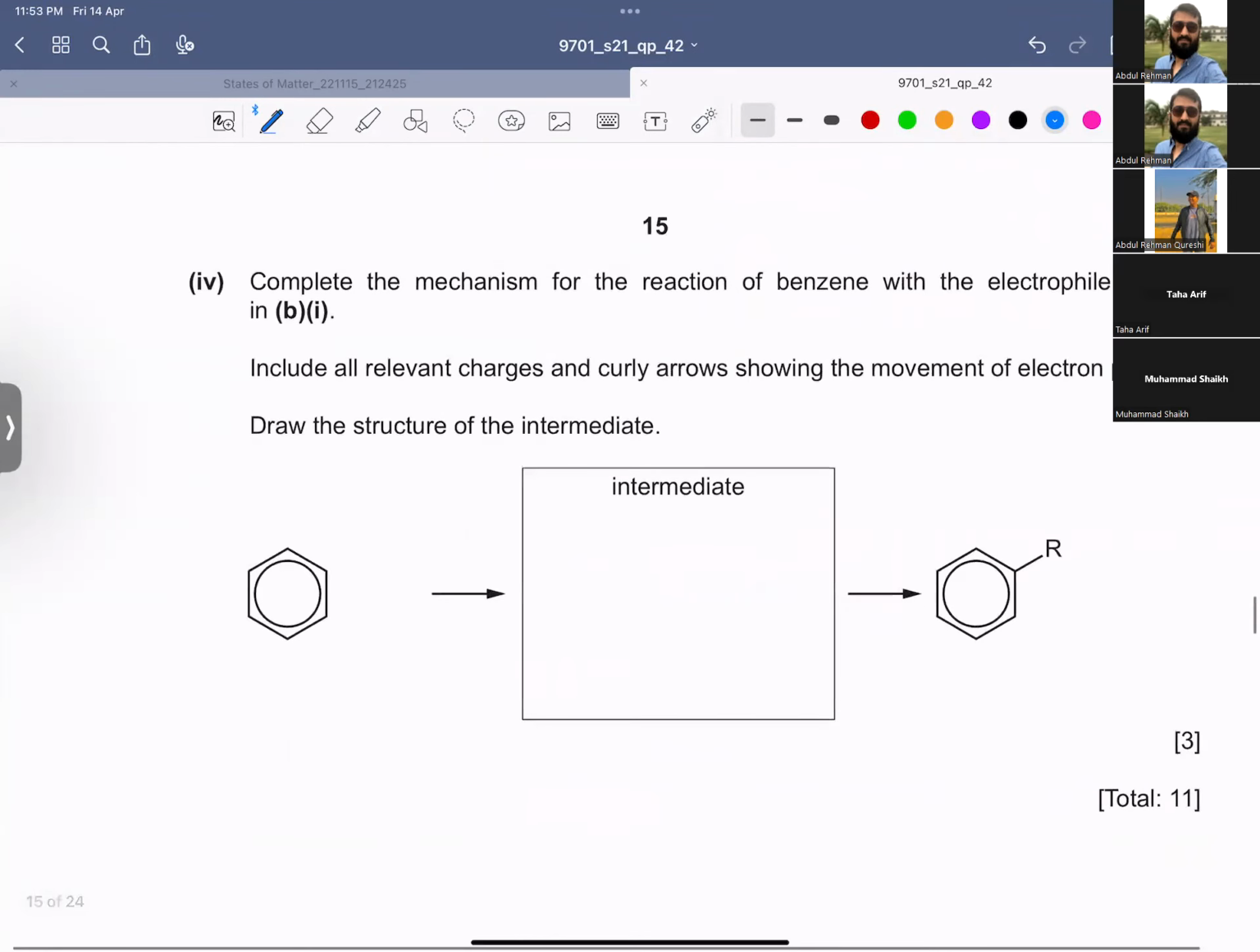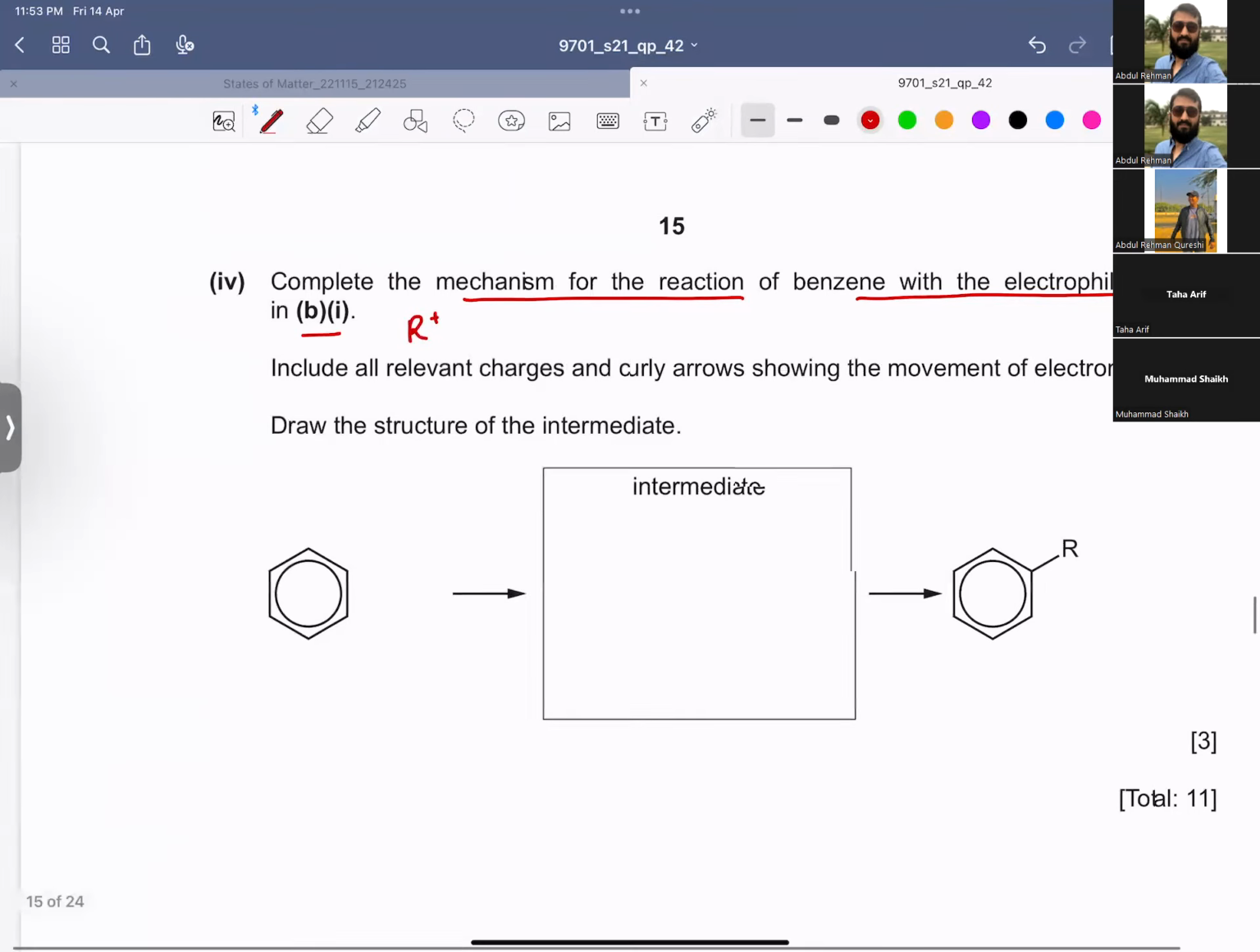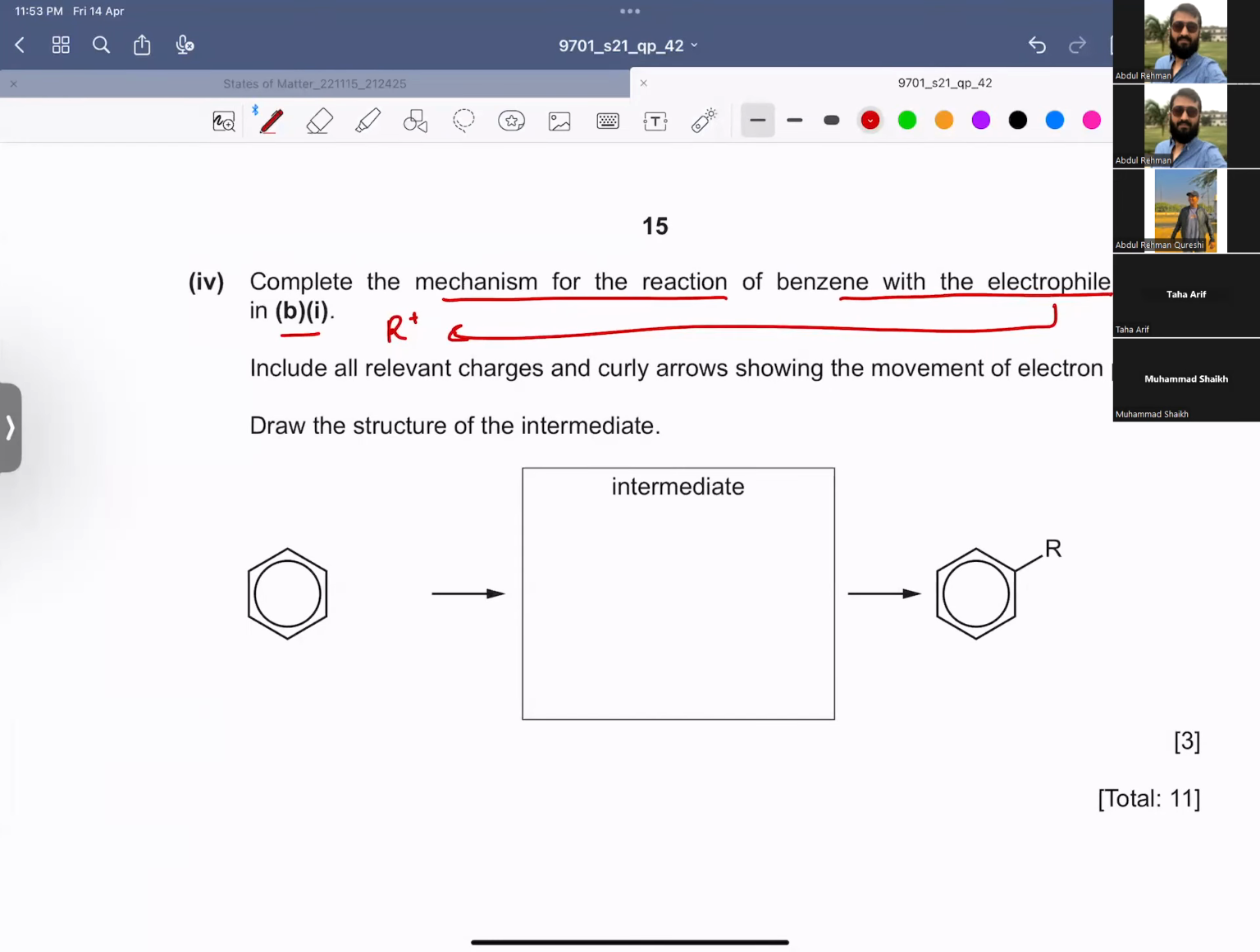Now, part 4. Complete the mechanism for the reaction of benzene with the electrophile formed in B1. They have suggested that we consider that electrophile as R positive. Include all relevant charges, curly arrows showing the movement of electron pairs, and draw the structure of the intermediate.